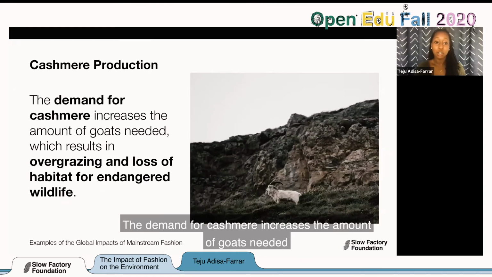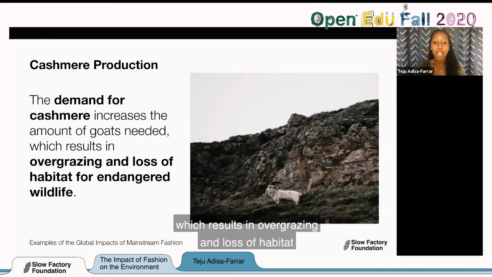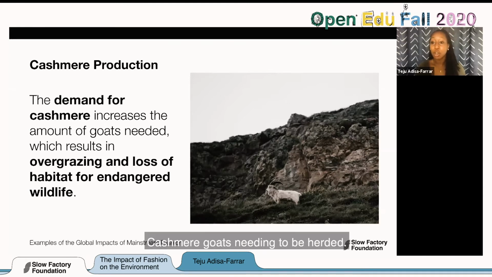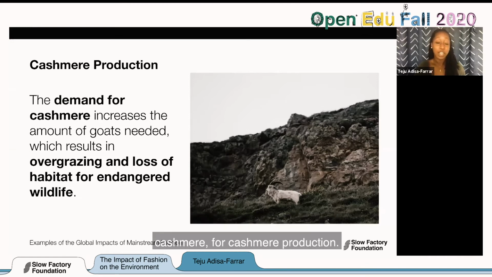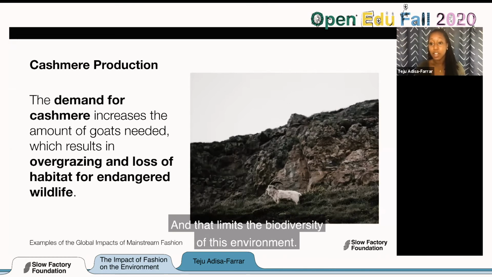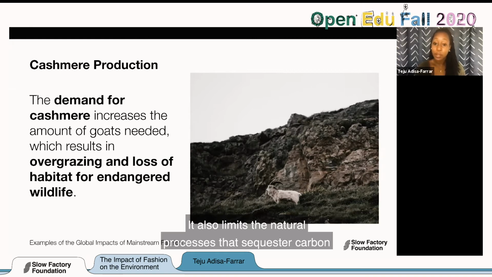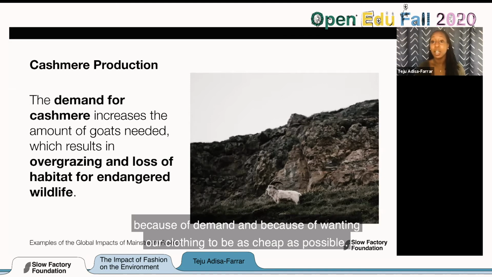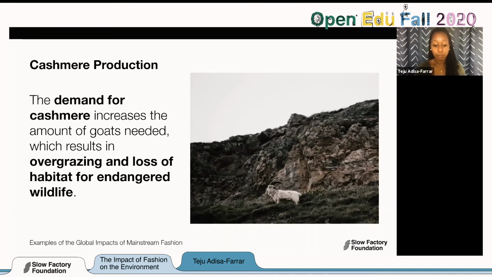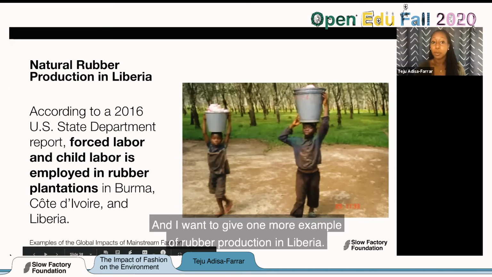So the demand for cashmere increases the amount of goats needed, which results in overgrazing and loss of habitat for endangered wildlife. As there's more cashmere goats needing to be herded, they're grazing all over the environment, which is losing habitat for some of the other wildlife that exists in this region. Now this region is primarily focused on herding goats for cashmere production, and that limits the biodiversity of this environment. It also limits the natural processes that sequester carbon and that stabilize our climate. So in addition to climate changing as a result of human intervention, there are also processes that are now not allowing people to work in climate beneficial ways because of demand and because of wanting our clothing to be as cheap as possible.